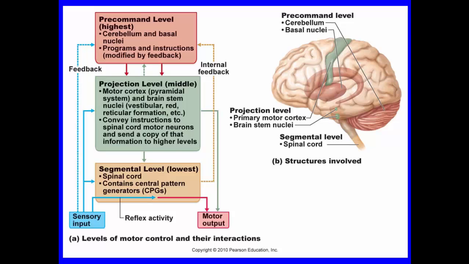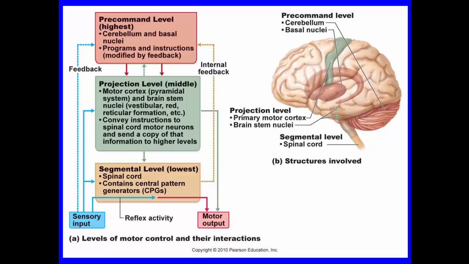Let's take a look at these levels, and it'll probably make it a little bit more clear. Segmental level, spinal cord based. You have central pattern generators. These are basically circuits that control locomotor or other repeated motor activity. Segmental level is a select network, and this is in the anterior horn neurons, and it causes it to stimulate specific groups of muscle fibers.